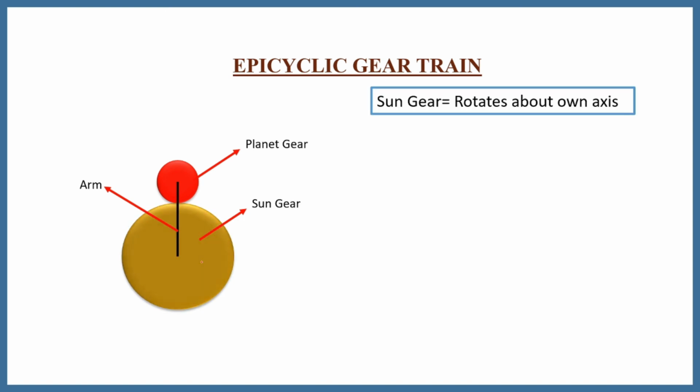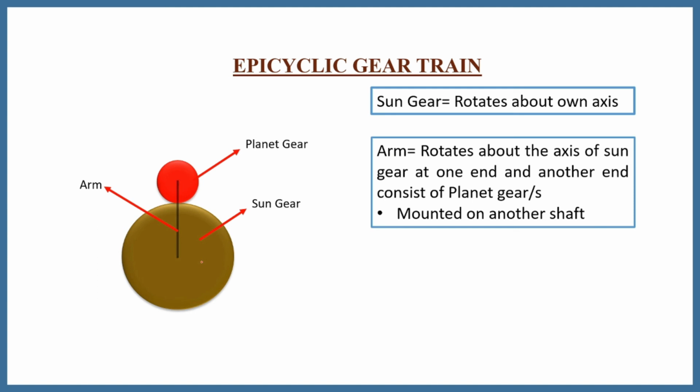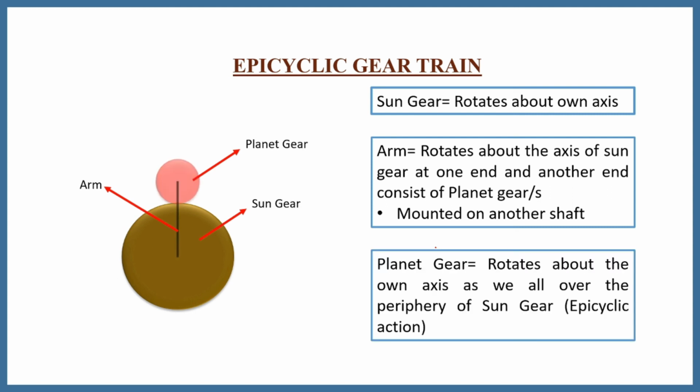The sun gear rotates over one axis, and the arm rotates about the axis of the sun gear at one end, and the other end of that arm is connected to the planet gear mounted on another shaft. The planet gear rotates about its own axis as well as over the periphery of the sun gear. That action is called the epicyclic action.